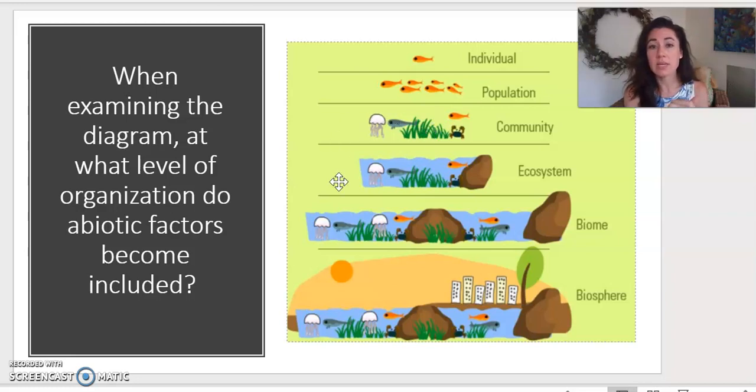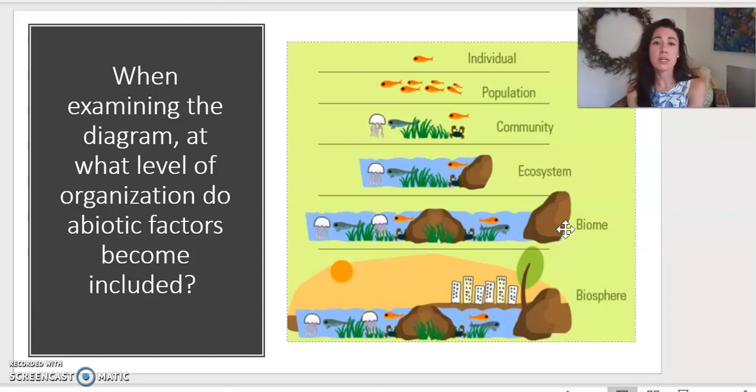When I come down to my ecosystem, here's where I start to see my abiotic factors. You'll notice that I see a rock and some water. So ecosystem is the first time we start to pull in those non-living factors to see how they influence the ecosystem and the biotic factors. And then my biome will be even larger and perhaps have more abiotic factors. And then of course my biosphere, that's going to include all of my abiotic factors.